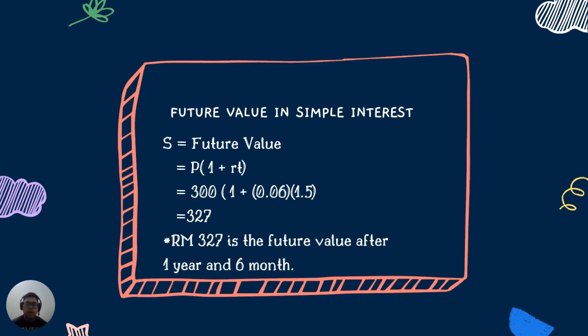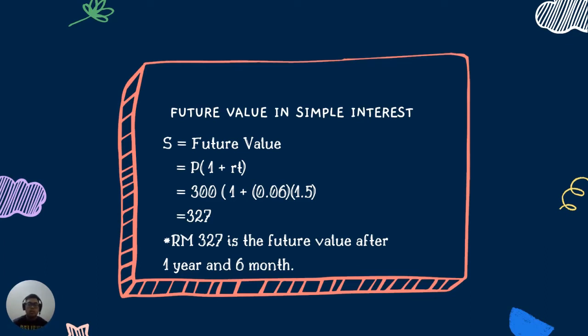S equals future value because we want to find the future value. So S equals P open bracket 1 plus RT close bracket. P stands for principal, which is the amount that Razman deposited, 300 ringgit. R stands for interest rate. In the question it said 6% simple interest.